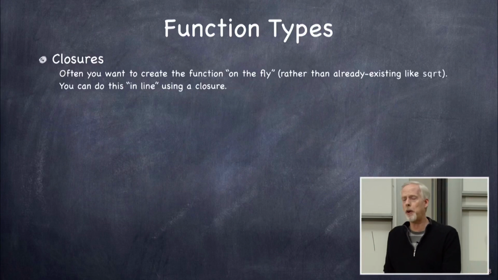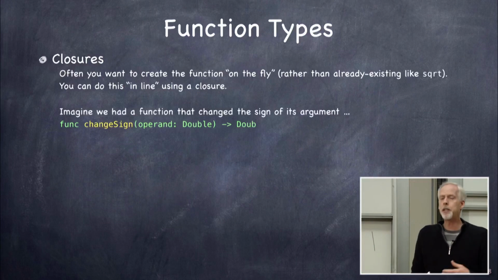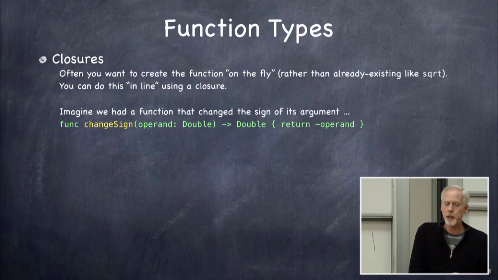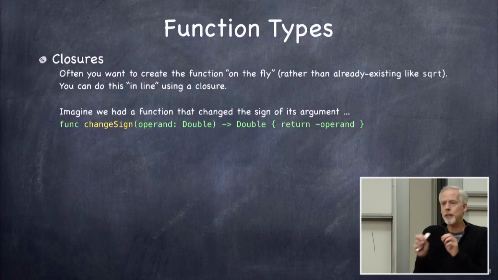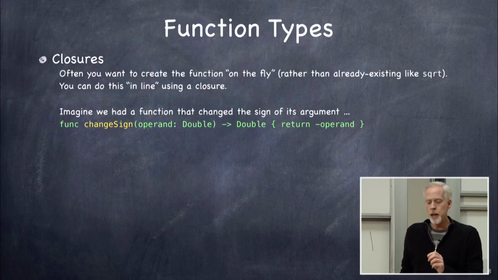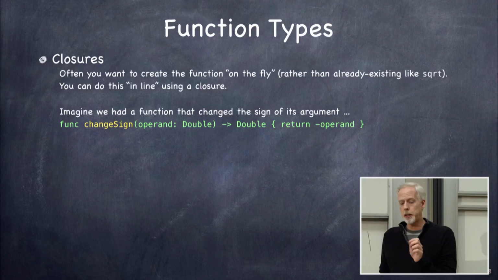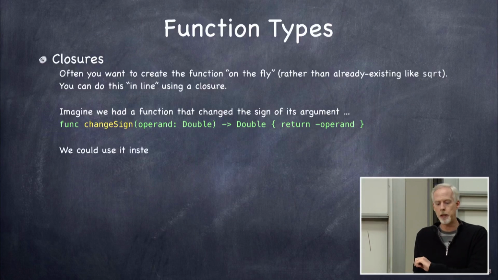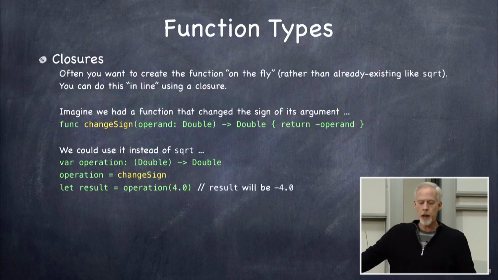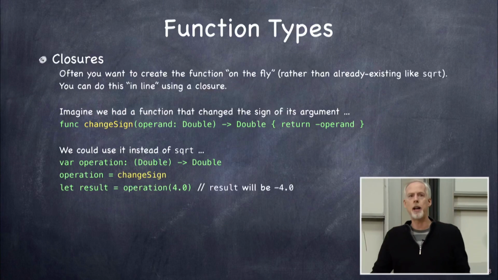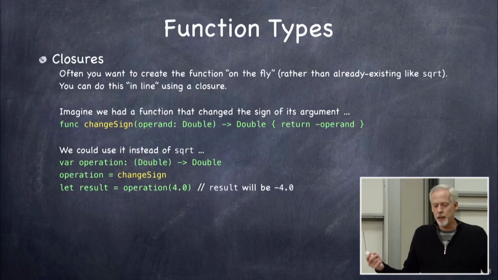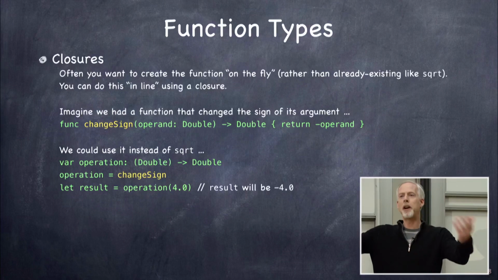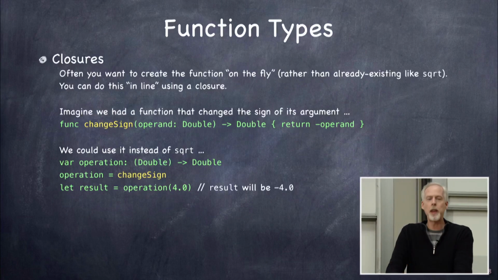Now, a lot of times, the function you want to pass doesn't already exist, so it forces you to go write a function to pass in. For example, let's say I had the function changeSign. There's no thing like square root that does change sign, so I have to write a really simple little function here, changeSign, and all it does is take a double and return a double, just like square root, and it returns minus the operand. So I'm changing the sign of the operand here. I could use it in the same way: operation equals changeSign instead of operation equals square root. But this is kind of a lot of typing and an annoyance to have to create a whole function when all I want is for that thing to change sign.